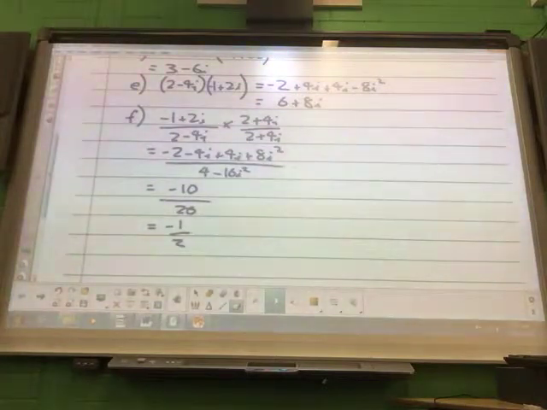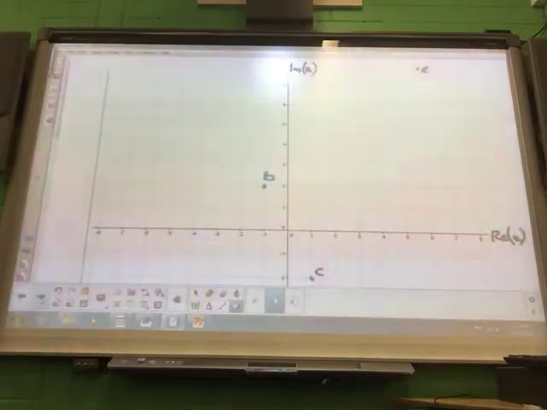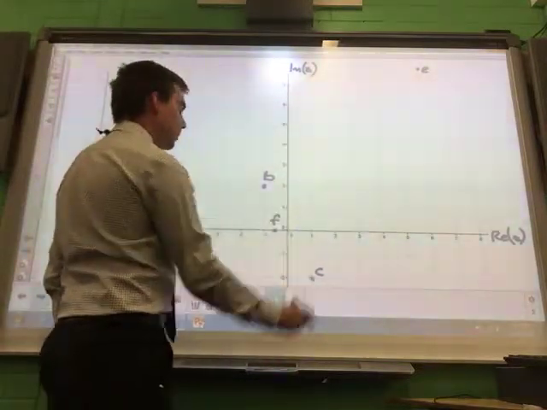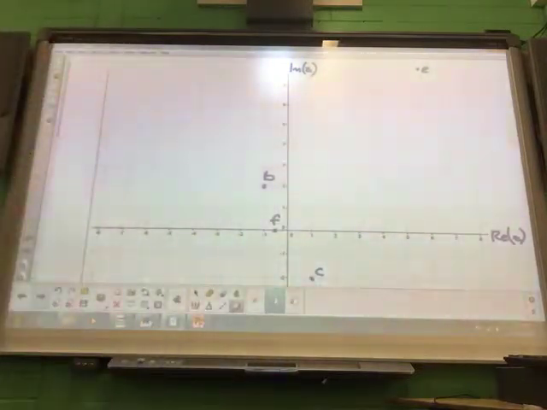Okay, so the division of W over Z is equal to negative half. No complex part associated with that. So we just need to plot the real number, negative half, which will of course be on your real axis.